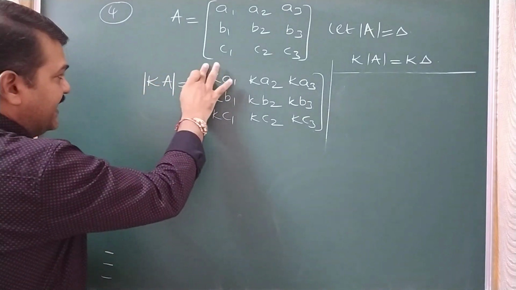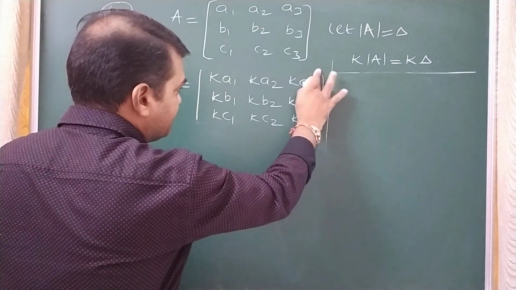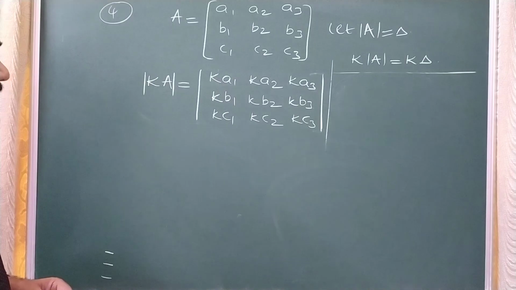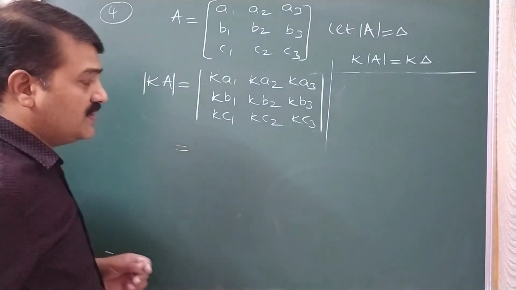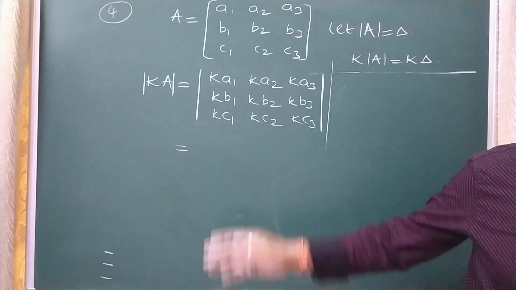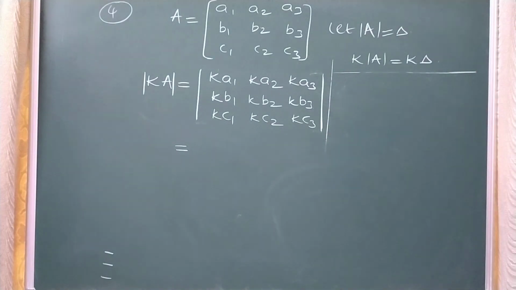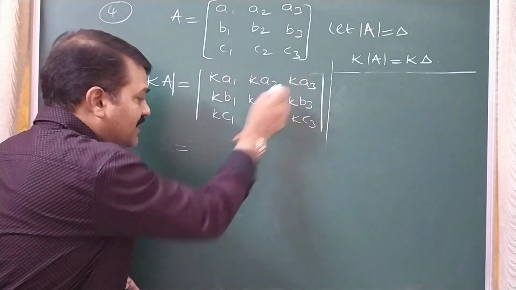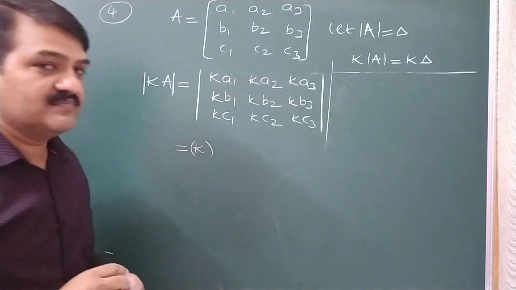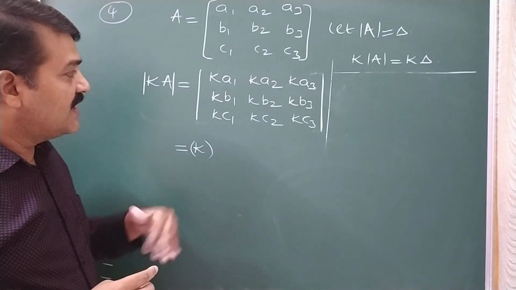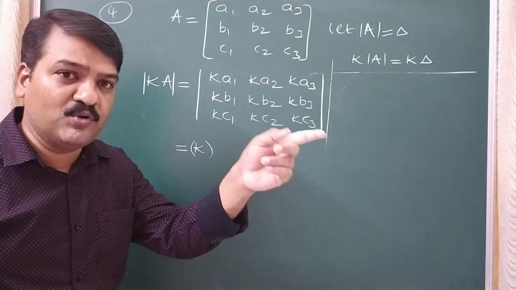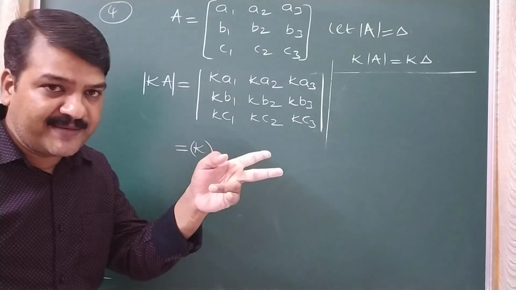Determinant of Ka I will take now. So I will change the symbol, that's all. What is this determinant now? So if the determinant of Ka is taken, what I told you, if you want to take common from a determinant, you have to take common from any one row or column particularly. So therefore, I will take common K from the first row. Next, I will take K common from the second row. Means only one row at a time you can do, or one column at a time you can do.